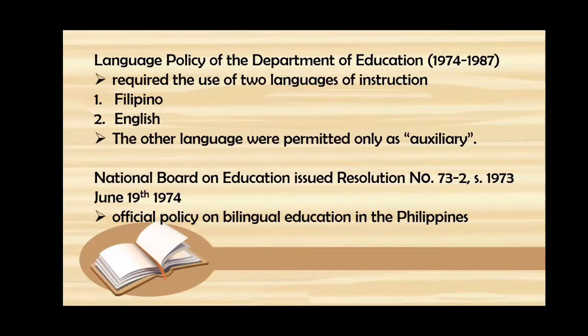Okay, next is Filipino. Medium of instruction for all subjects in the curriculum. Example, Makabayan, EPP. Di ba, mga Filipino ang gamiton. Next is ang intention jud ani is para ma-implement ang bilingual policy. So, base sa recommendation of the Soriano Committee, the National Board of Education issued Resolution Number 73-2, Series 1973, Official Policy on Bilingual Education in the Philippines.